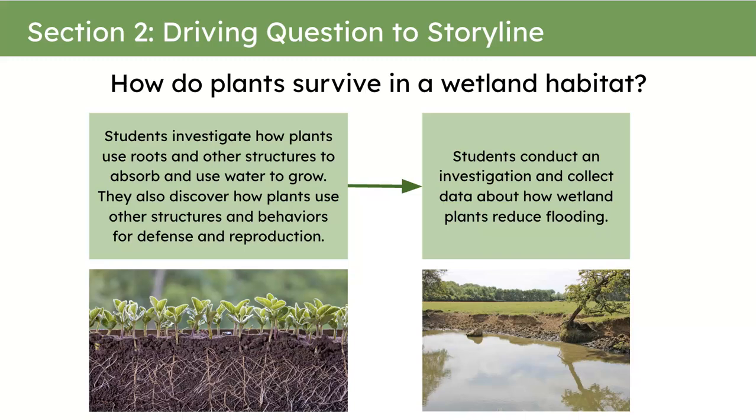Section 2 engages students with the driving question of how do plants survive in a wetland habitat? Students investigate how plants use roots and other structures to absorb water and discover how plants use other structures and behaviors for defense and reproduction. Then, students investigate how wetland plants reduce flooding.